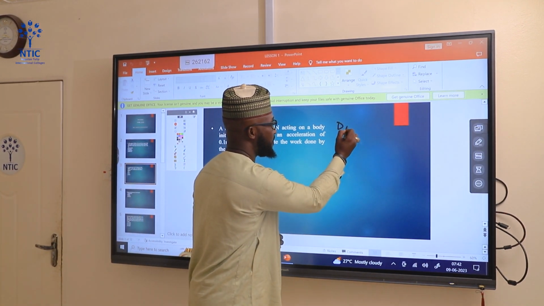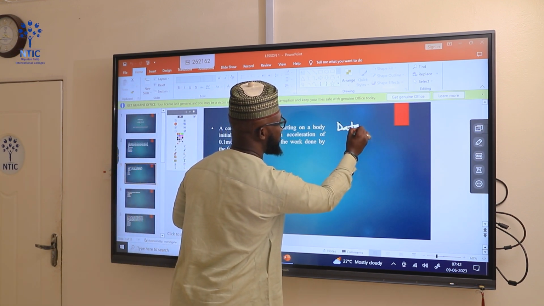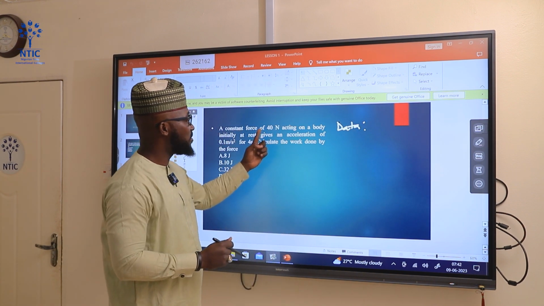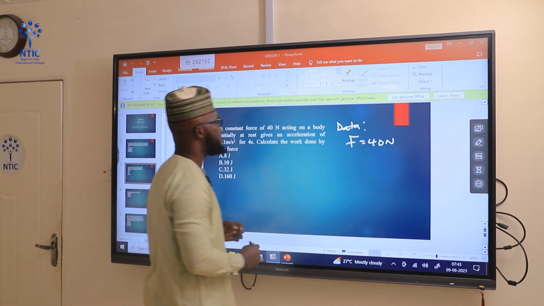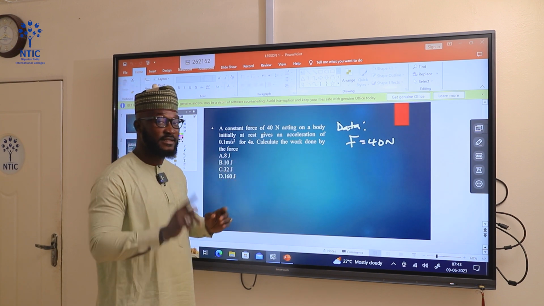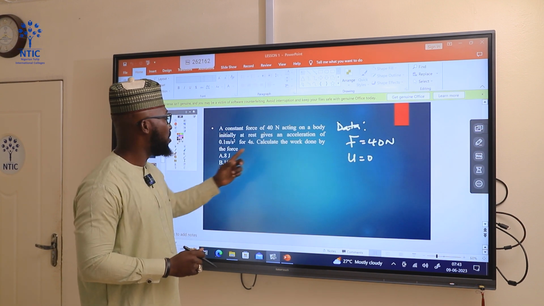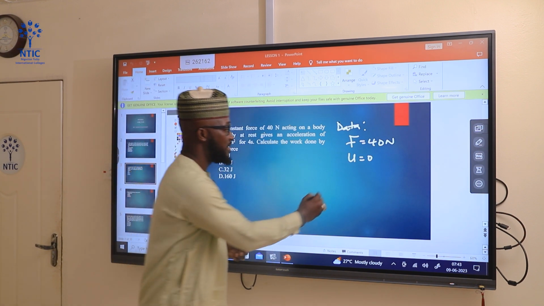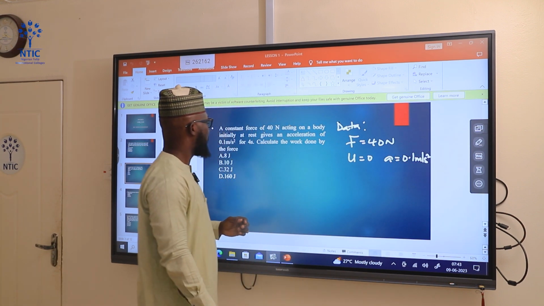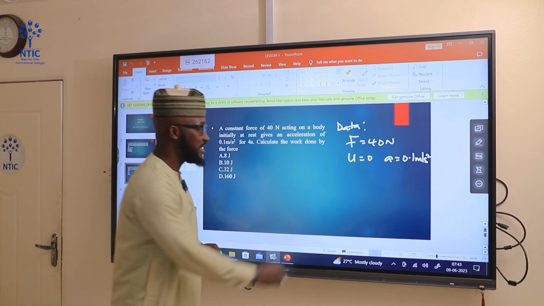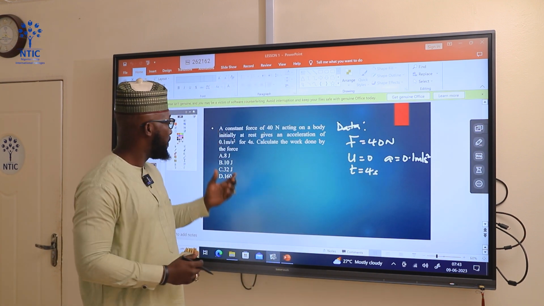Start by saying data. Let me change the color of the ink. Let's pick white. So we start by saying data. A constant force of 40 Newton. Now we are given the force. F is equal to 40 Newton. Acting on a body initially at rest tells us U is 0. Gives an acceleration of 0.1 meters per second squared. The acceleration is given to us as 0.1 meters per second squared. For 4 seconds, the time is known, 4 seconds. Calculate the work done by the force.